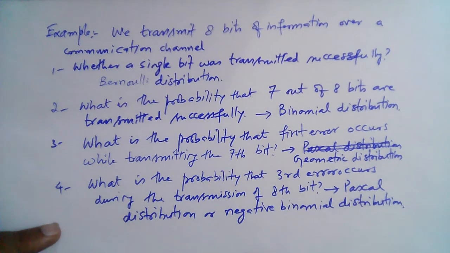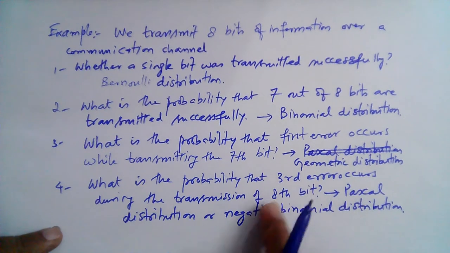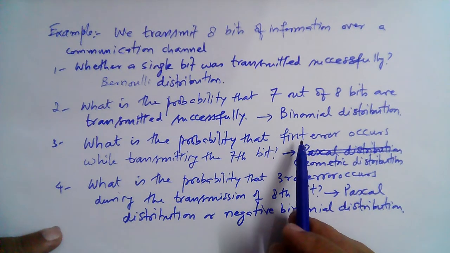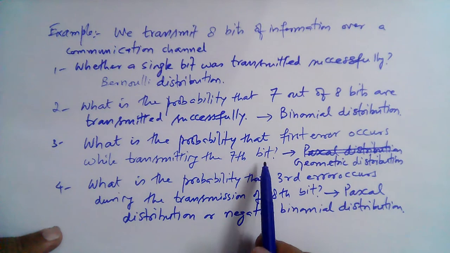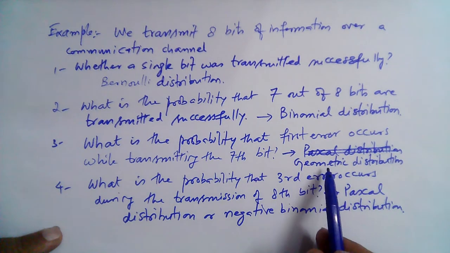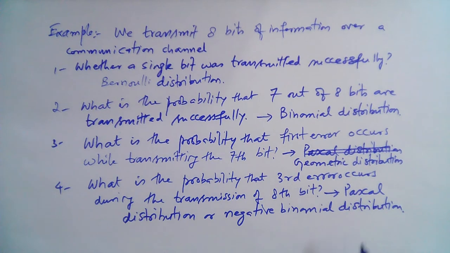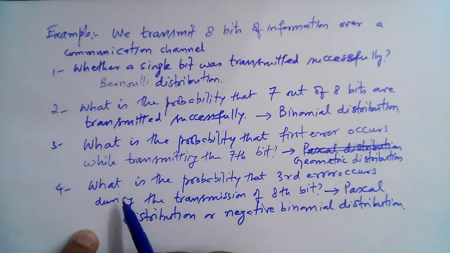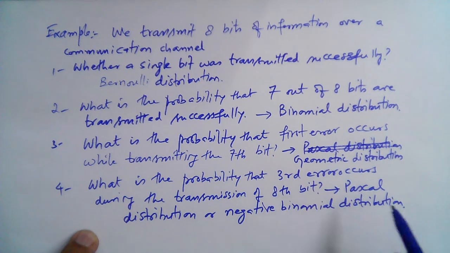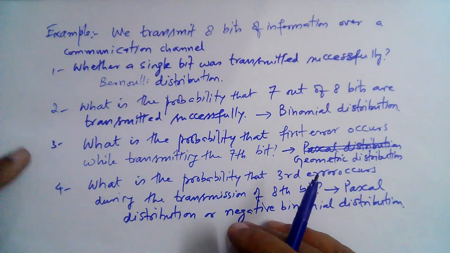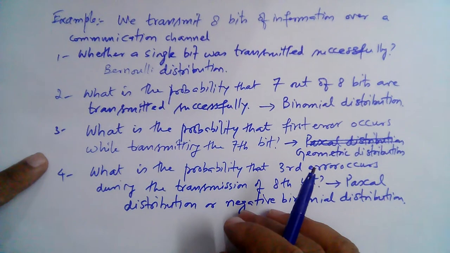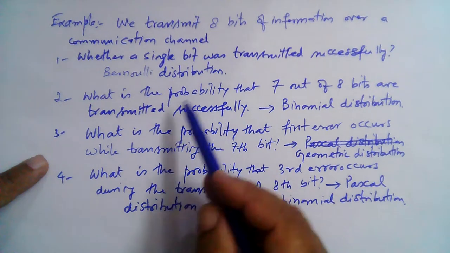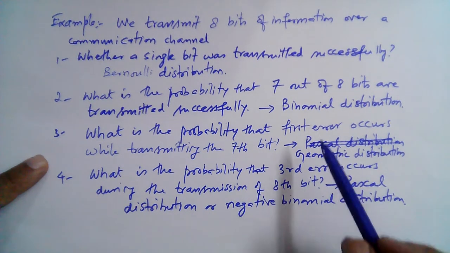Right? So the kth success in n trials is answered by negative binomial or Pascal distribution, and the first success in a number of trials is answered by geometric distribution. So geometric distribution is a special case of Pascal distribution. Both these problems relate to the same kind of distribution, but as I told you, geometric distribution is a special case of Pascal distribution.